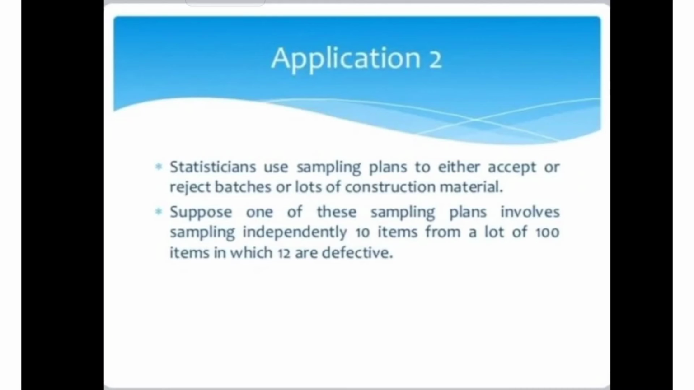Application 2. Statisticians use sampling plans to either accept or reject batches or lots of construction materials. Suppose one of these sampling plans involves sampling independently 10 times from a lot of 100 items in which 12 are defective.